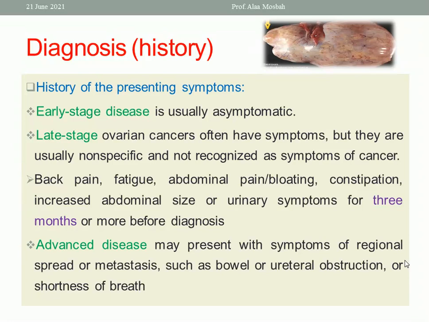Like what? Like back pain, fatigue, abdominal bloating, pain, constipation, increased abdominal size, and urinary symptoms for 3 months or more before diagnosis. And usually these patients don't seek help from gynecologists because they consider these symptoms related to the GIT, so they go to an internal medicine doctor, and a lot of time is wasted before reaching the diagnosis.